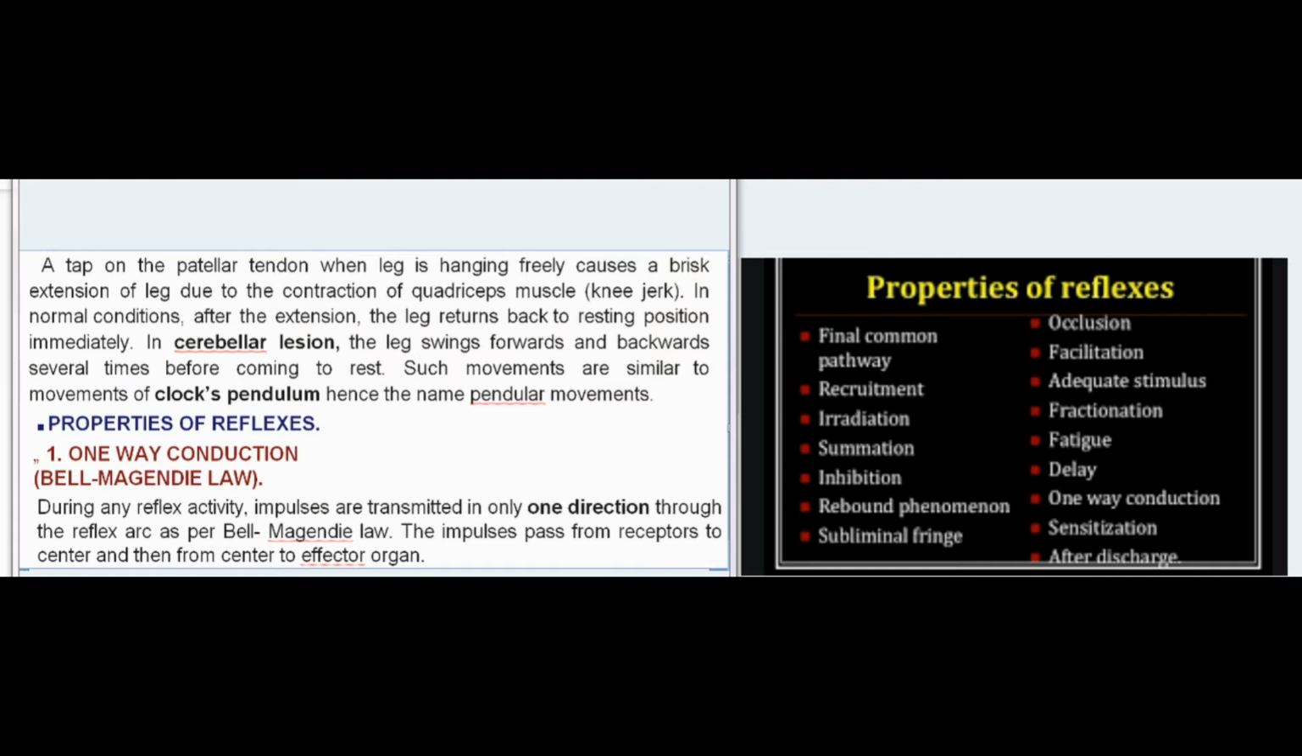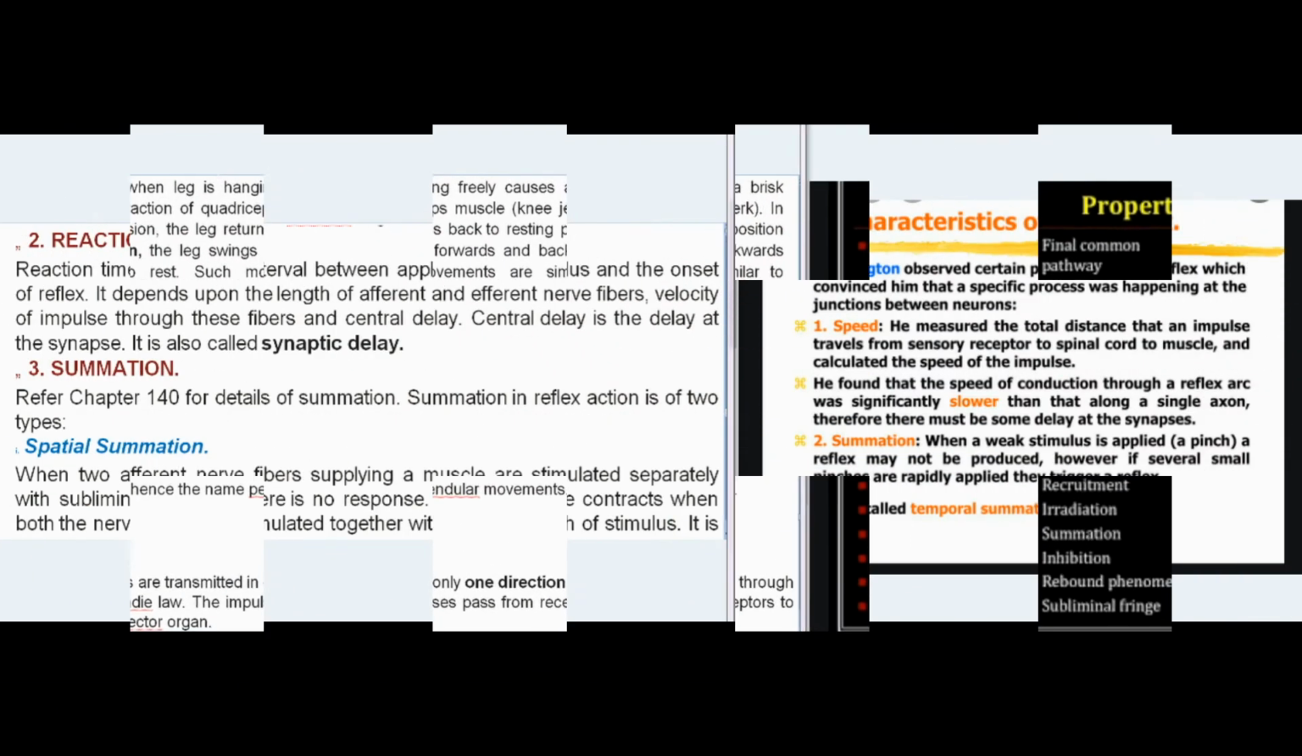Properties of reflexes. 1. One-way conduction, Bell-Magendie law. During any reflex activity, impulses are transmitted in only one direction through the reflex arc as per Bell-Magendie law. The impulses pass from receptors to center and then from center to effector organ.